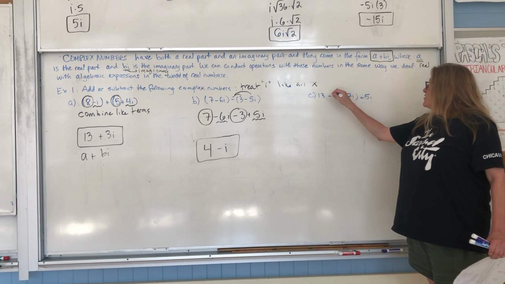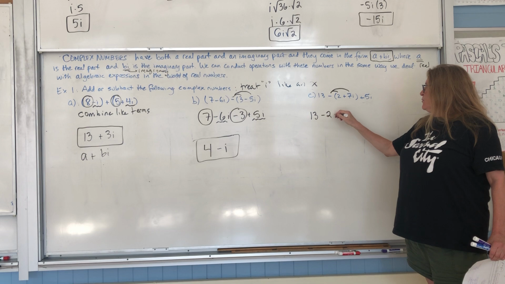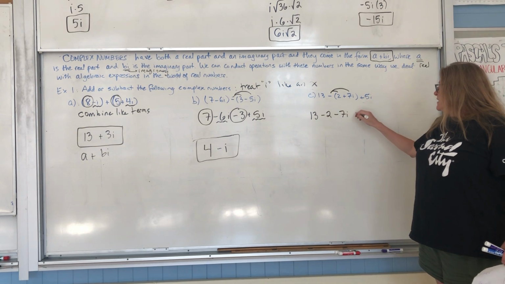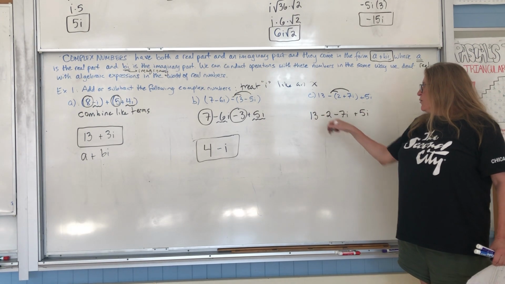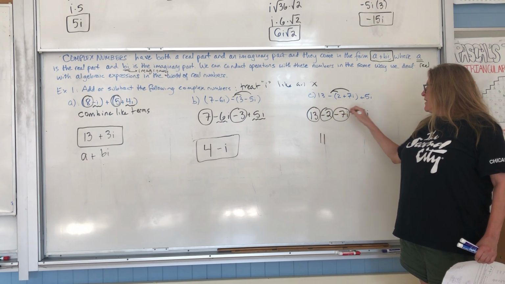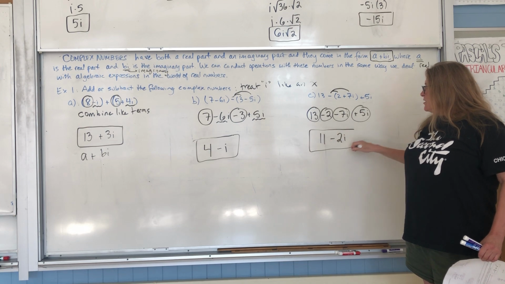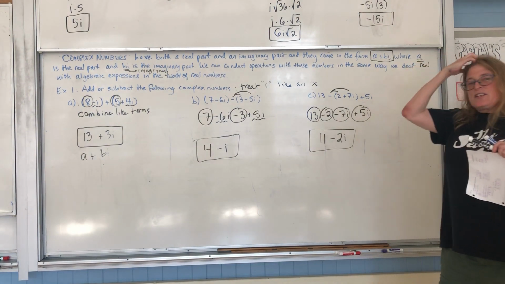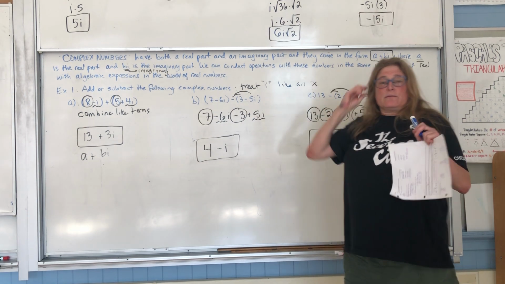Okay guys, now let's distribute the negative here. I get 13 minus 2 minus 7i. Notice the negative sign doesn't hit that last 5i. It's not in the parentheses. So again, I've got 13 minus 2, which is 11. And I've got negative 7i plus 5i, which is negative 2i. So notice all of my answers here are in the form a plus bi. Nothing super earth-shattering, right? We're just using our skills at combining like terms.